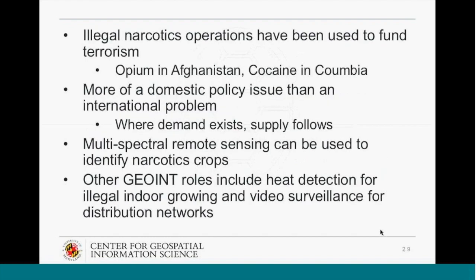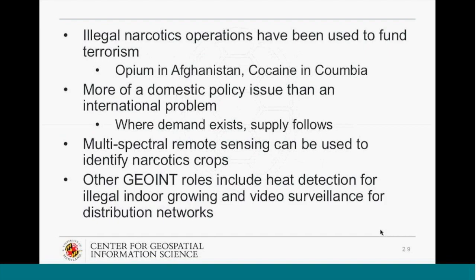Let me talk a little bit about narcotics. There's a connection between illegal narcotics operations and terrorism. For example, opium profits in Afghanistan were funneled into Al Qaeda, and cocaine profits were used in Colombia to fund all kinds of nasty stuff that happened there during their 30-year guerrilla war. In my view, this is more of a domestic policy issue than an international problem. It's become an international problem because many countries have chosen to make narcotics illegal. But, again in my view, where demand exists, supply follows, right? If you think about it from purely an economic perspective, there's a reason this problem is so persistent, and it seems like the more you do, the less success you have some of the time.